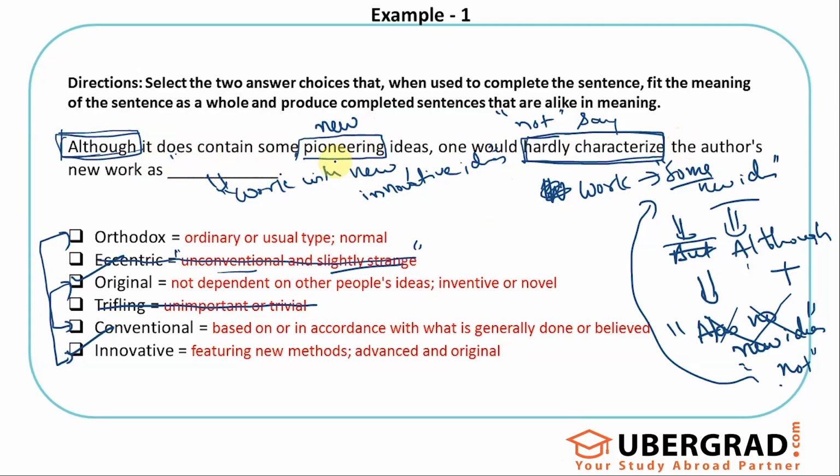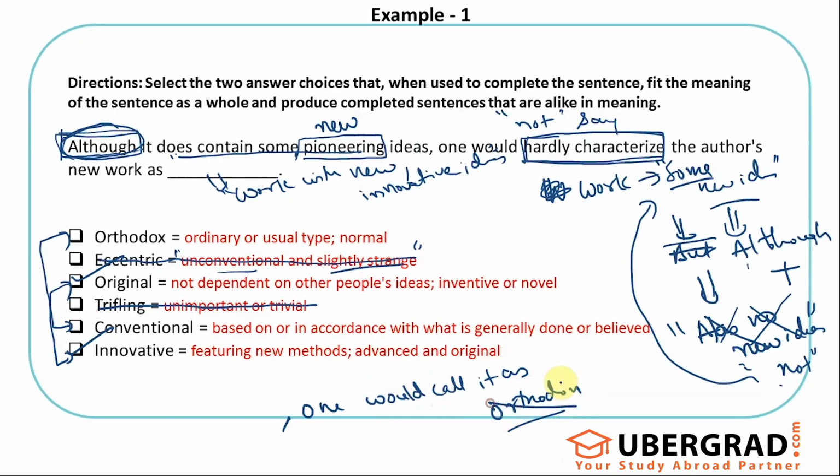I agree with that. But if it were only a simple negative pivot, it should have been something like this. Okay, let me use the same. Although it does contain some new pioneering ideas, one would call it orthodox, right? Or conventional. I would pick that, because it does contain new ideas, but there is one negative pivot word, although, which would take it in the opposite direction. It has some new ideas, but I would call it orthodox because it only has some new ideas. Most of the other stuff is very normal and ordinary stuff, which is traditional. So one would call it orthodox.